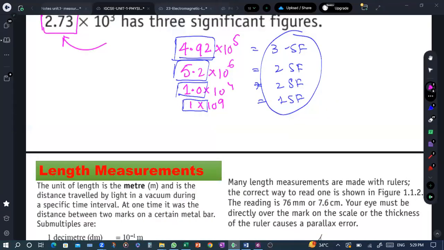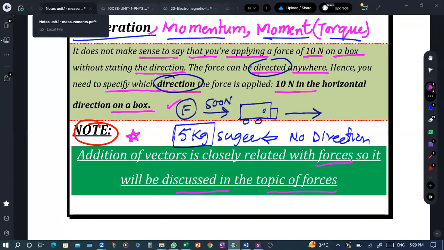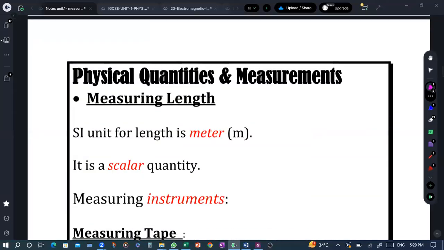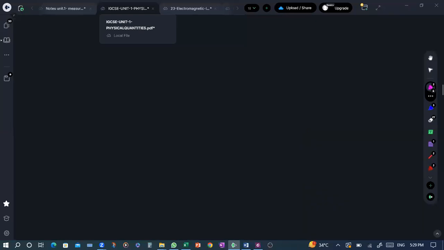Now I have this window or these slides where we were talking about the measurements. Here it is the same, synchronized with your book.